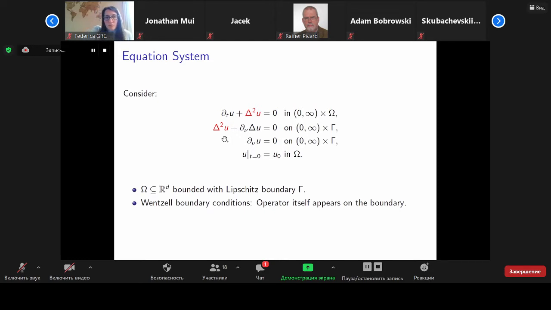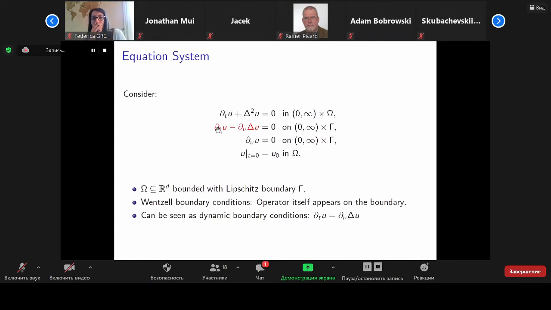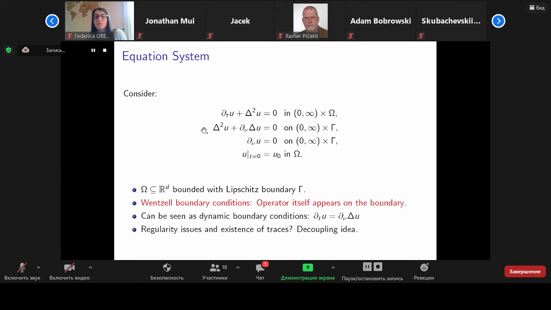Another way to put this Wentzell's boundary condition is to insert the first line into the second line. So we can also see this as dynamic boundary conditions. And we will also do this if we later consider this as a Cauchy problem. But for now, let's go back to the original version, and that the operator itself appears on the boundary brings with it several regularity issues.